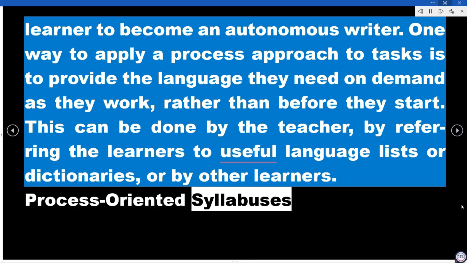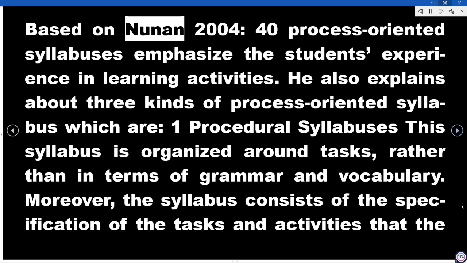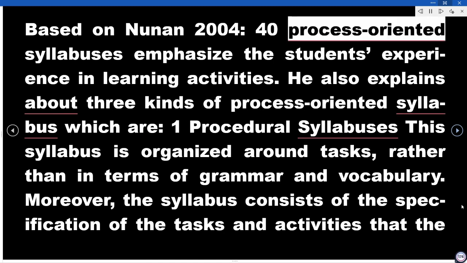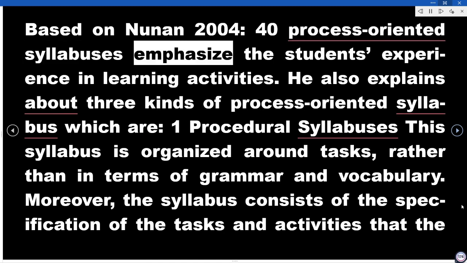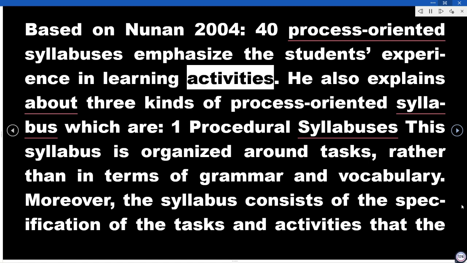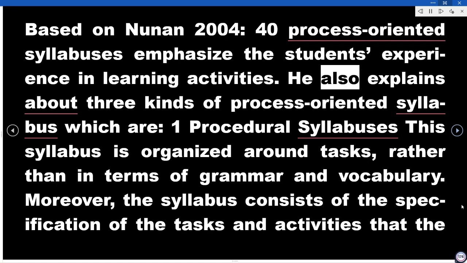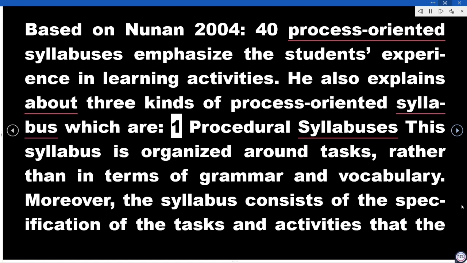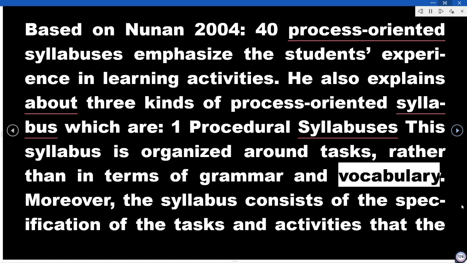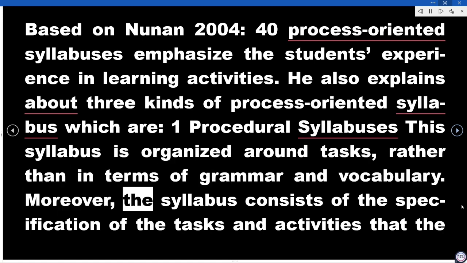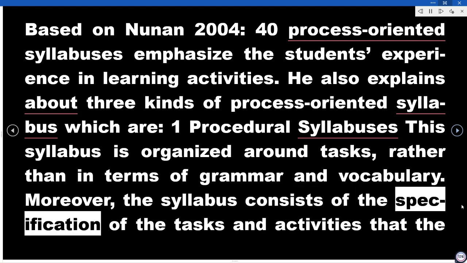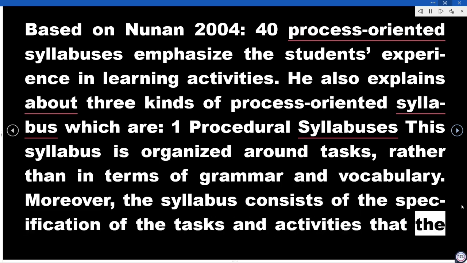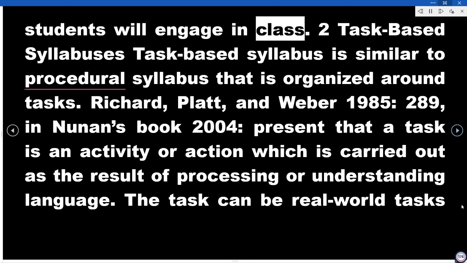Process-oriented syllabuses. Based on Noonan 2004, 40, process-oriented syllabuses emphasize the student's experience in learning activities. He also explains about 3 kinds of process-oriented syllabus, which are: 1. Procedural syllabuses. This syllabus is organized around tasks, rather than in terms of grammar and vocabulary. Moreover, the syllabus consists of the specification of the tasks and activities that the students will engage in class.